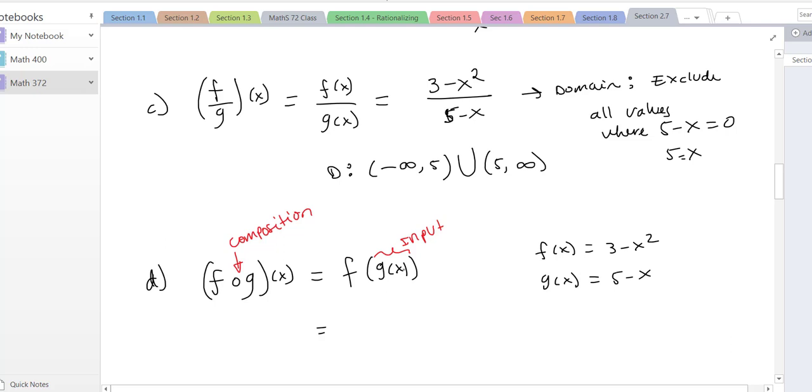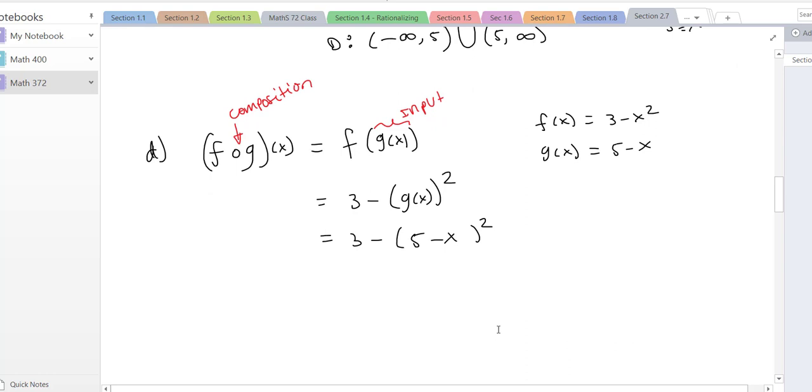So when I put it in, g of x is my input into f, this is going to look like 3 minus the input squared. My input is g of x. So this means 3 minus, well, what is g of x? g of x is 5 minus x. And now we square that out because we want to simplify it. So this is 3 minus, and make sure you keep your parentheses. So 5 minus x squared means 5 minus x times 5 minus x.